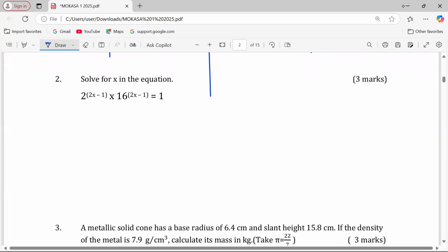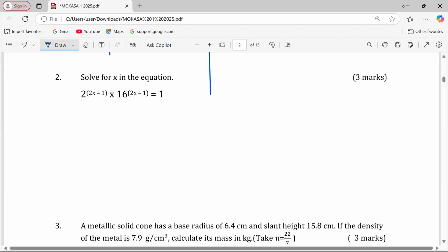Talking about number 2 now, which is on indices. We have 2 raised to the power of 2x minus 1, then this is multiplied by 16 raised to the power of 2x minus 1 again. This is equivalent to 1.